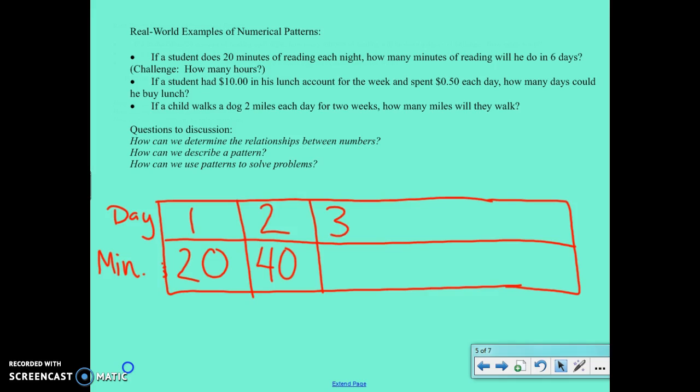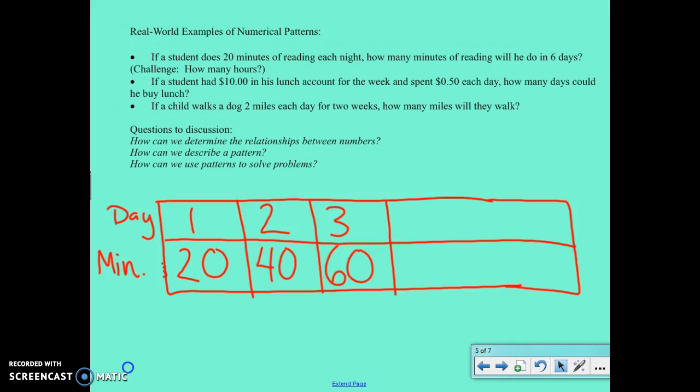And I'm trying to figure out what this pattern is here. So now it says 20 minutes each night, so I need to add another 20. And I know 40 plus 20 is 60. Then that means on the third day, the student has read 60 minutes.